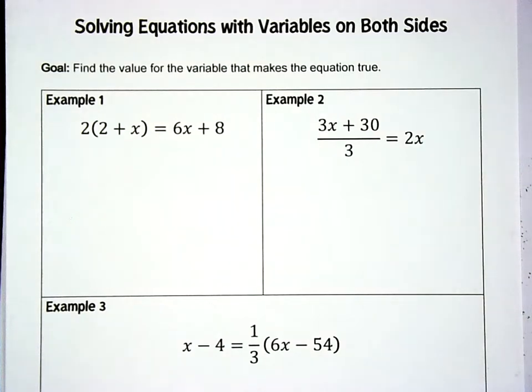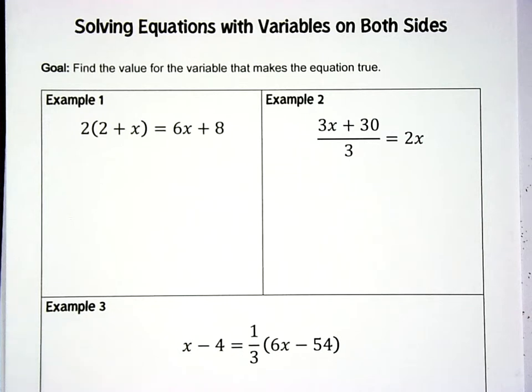Let's go ahead and take a look at solving equations with variables on both sides. So the ultimate goal when we're solving these types of equations is to find the value for the variable that makes the equation true. In these situations, we want to get x on one side of the equation and all of the constants, or the numbers without the variables, on the other side of the equation to find what x is equal to.